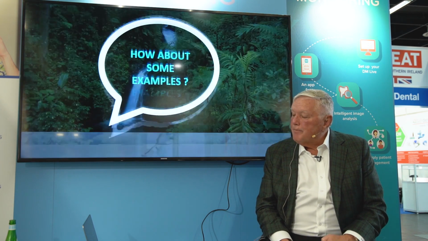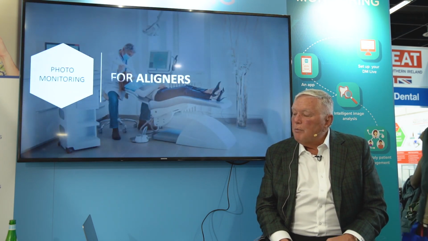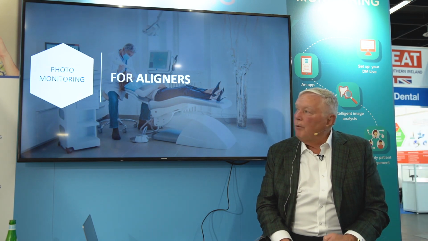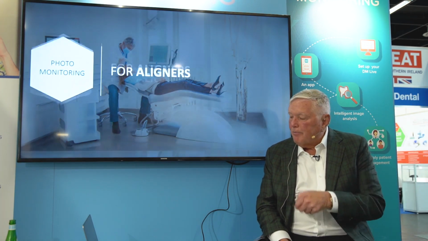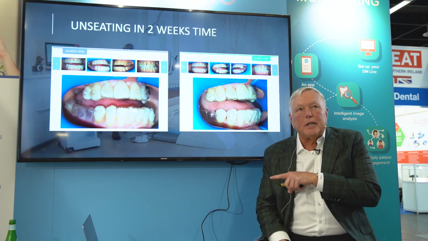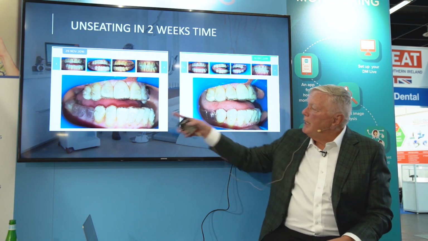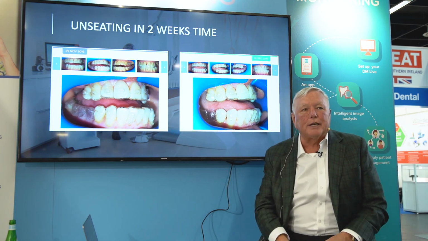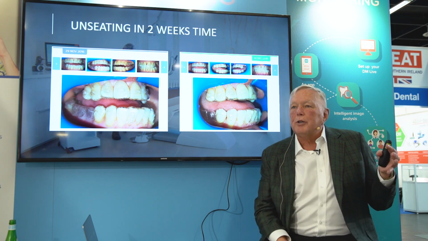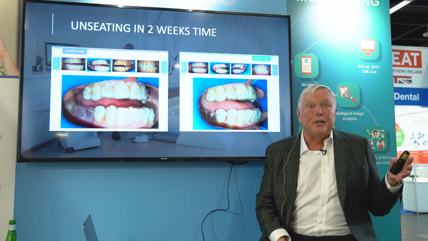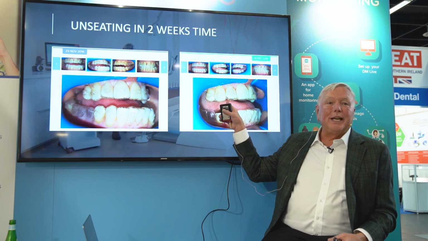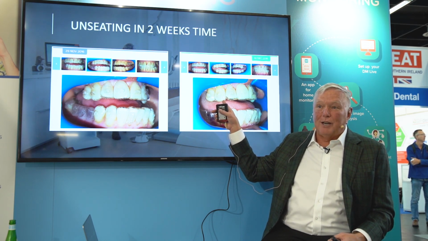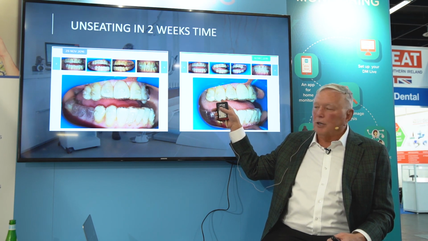How about some examples? Well, photo monitoring is what's used for aligner treatment. Works very well. This is an example, patient from our practice, 2 weeks between that photo and this photo. Look at the amount of unseat in the lateral incisor in that 2-week period. In a traditional Invisalign world where you might see a patient every 8 weeks, how bad would that get before they came in? It's a guaranteed, you got to order aligners to do refinements in that circumstance.